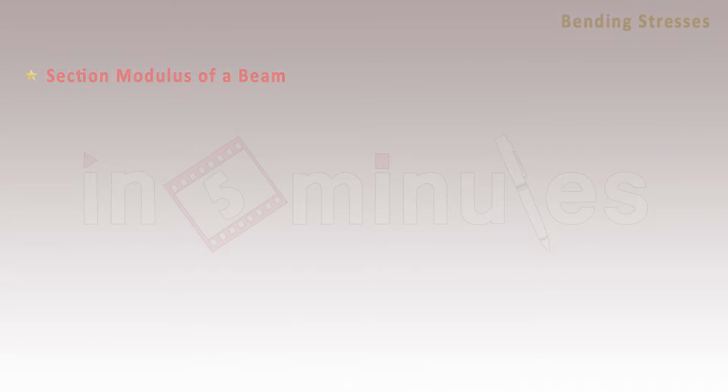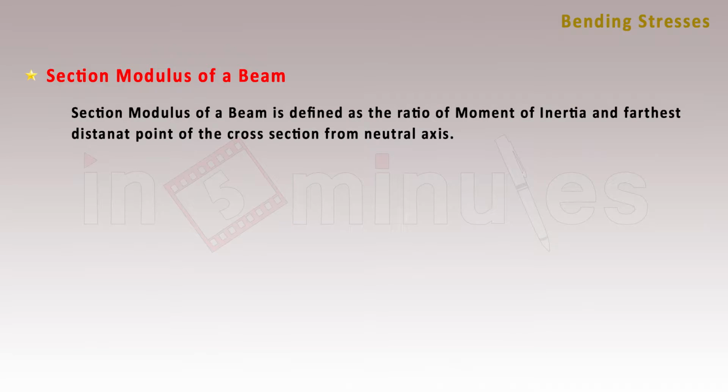Our topic is section modulus of a beam. A section modulus of a beam is defined as the ratio of the moment of inertia of the cross section of the beam and the farthest distant point of the cross section from the neutral axis. It is denoted by capital letter Z.